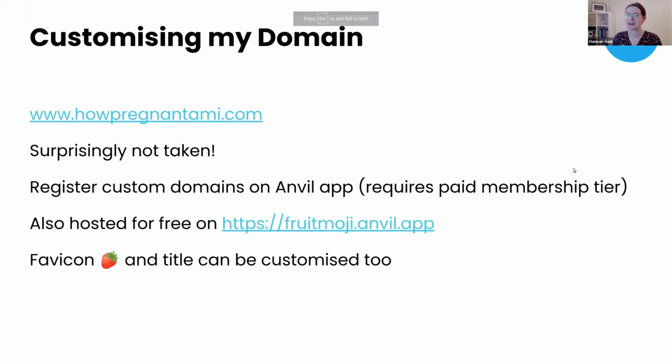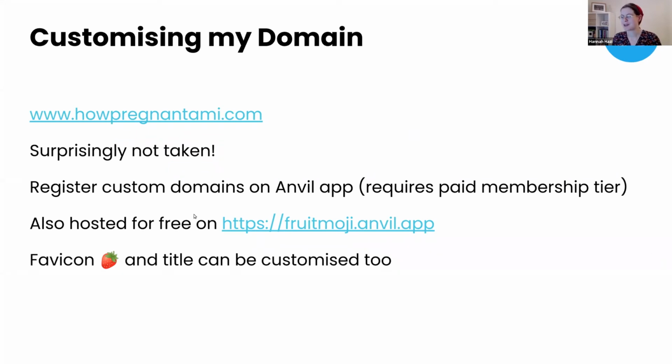you can also customize the domain of your apps. So I chose howpregnantami.com, which, yeah, surprisingly was not taken. I should add the caveat that registering custom domains on an Anvil app does require some paid membership. I have an individual membership, but all of the apps are also hosted for free on the name of the app.anvil.app. So it's also hosted on fruitmoji.anvil.app. And that part you don't have to pay for. So you can just do that on the free platform.